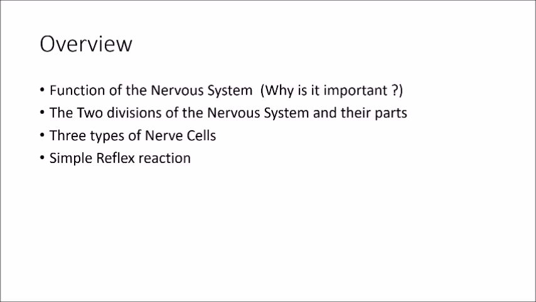We should know the 3 types of nerve cells, and we should be able to describe what a simple reflex reaction is. Now, like I said earlier, this is basically a review because we would have talked about these topics while we were in class. So you might vaguely remember a lot of these things. But it's good for me to bring this topic up and review it before we move on to our new topics.